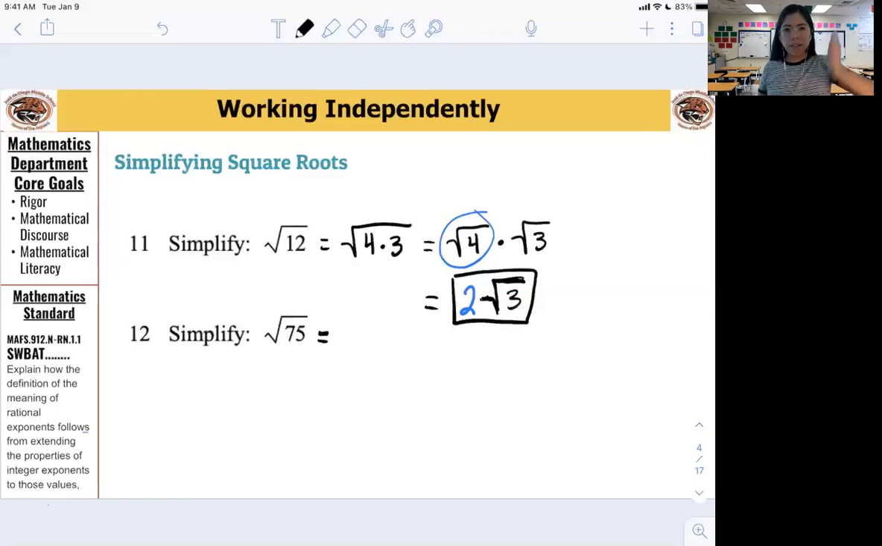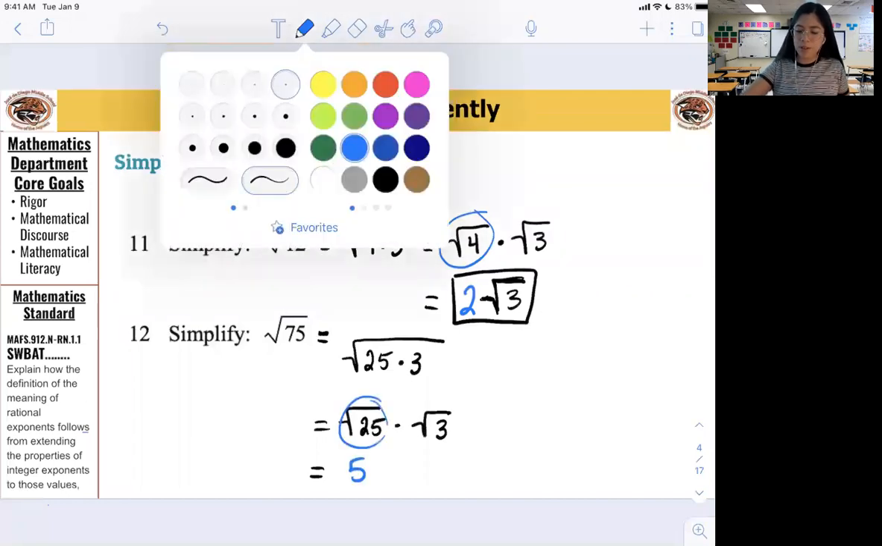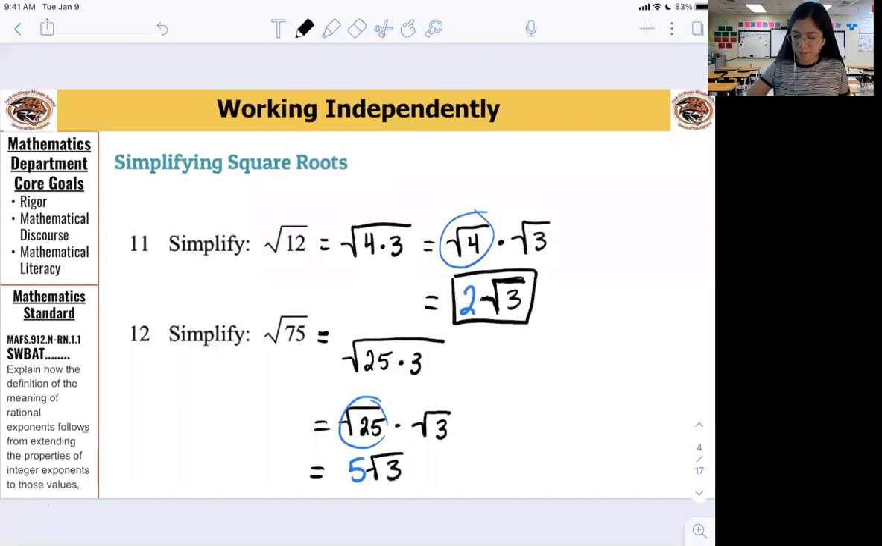Okay. Number 12, 75 splits up into what and what? 3 and 25. And that's a good option because, again, 25 is a perfect square. All right, so then this is the square root of 25 times the square root of 3. What's the square root of 25? 5. So I get 5 root 3.